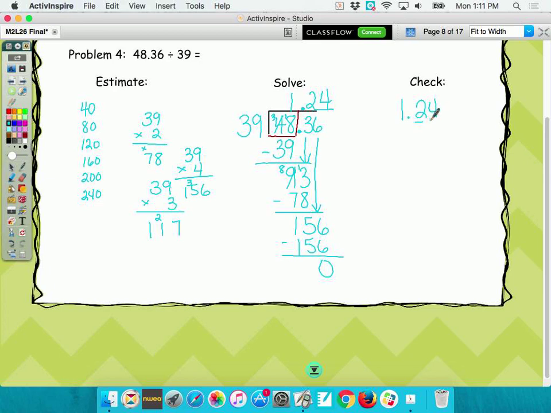Right. And I'm going to go ahead and underline my decimal place values. What place value are we working with? Tenths. Hundredths, okay? So this is 1 and 24 hundredths times 39. Okay, go ahead and do it and see if we get the same thing. Please don't say the answer.